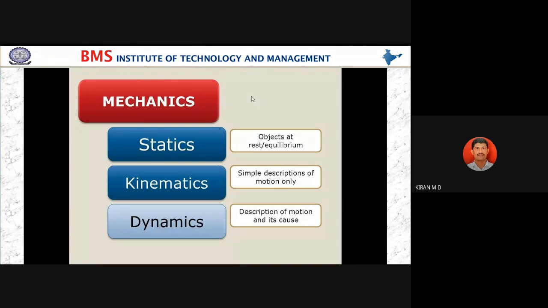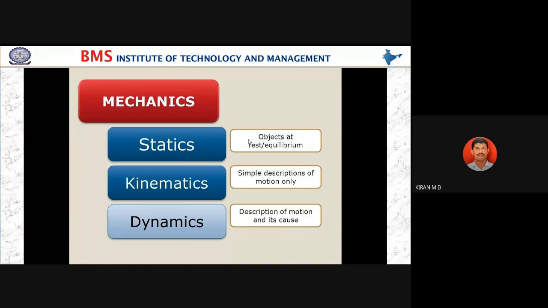For example, all the machine components are kinetic components, because those components have relative motion to each other. When it comes to mechanics, that is the analysis of machine components, and we call it mechanics. Again, when we consider mechanics, we divide it into three parts: static analysis, kinetic analysis and dynamic analysis.